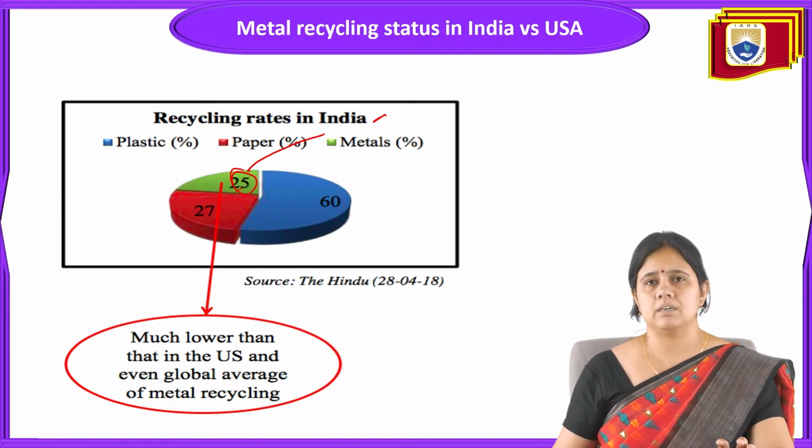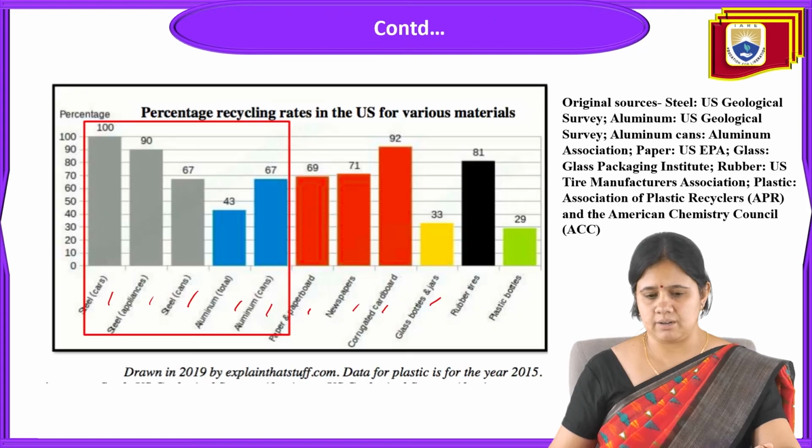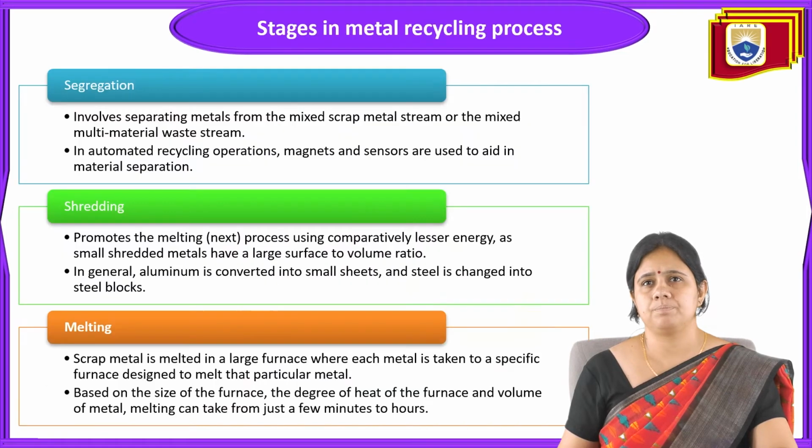So when we compare the recycling percentage of India as compared to the US or other countries, it is very less in India. And this is the data for metal recycling in the US. The sources are the US Geological Survey, the Aluminium Cans Association, paper from the US EPA, the Glass Packaging Institute, and rubber from the US Tire Manufacturers Association. Plastic data is taken from the Association of Plastic Recyclers and the American Chemistry Council.